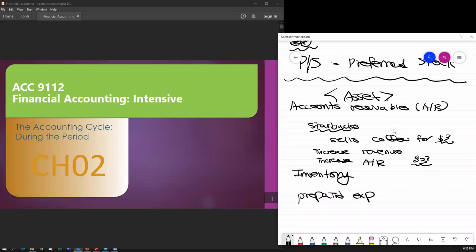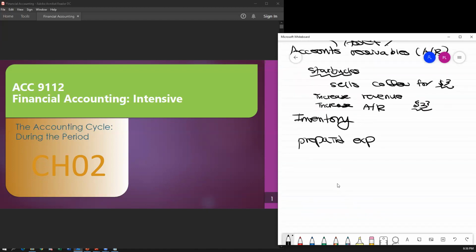I explained this last time. When we say assets, it's the benefit that the company will get from selling products or providing services. With accounts receivable, you're getting money from a customer, so that's a benefit. Inventory is an asset because by selling inventory, you're getting money from a customer. So that's an asset. What about prepaid expenses?